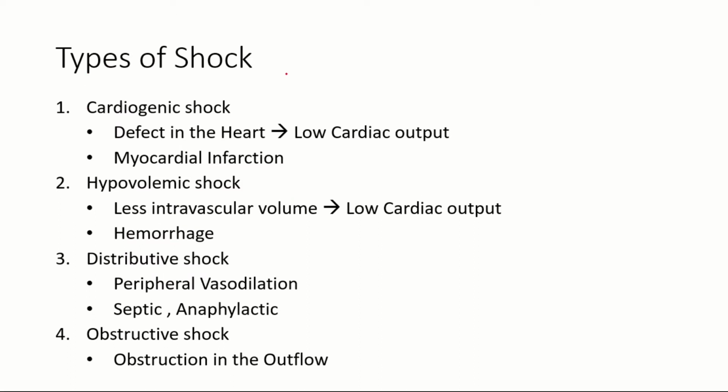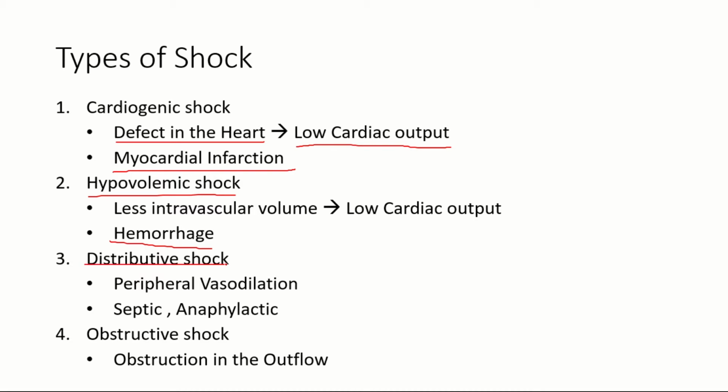Now let's talk about the types of shock. There are 4 different types of shock. The first one is cardiogenic shock. In cardiogenic shock, there is a defect in the heart itself. So the heart ventricles cannot contract and pump enough blood out, so the cardiac output is going to be low, and this is seen in cases of myocardial infarction. In hypovolemic shock, as the name implies, there is less intravascular blood volume. So as the volume is low, the cardiac output is going to be low, and a classical example of this is hemorrhage or massive bleeding.